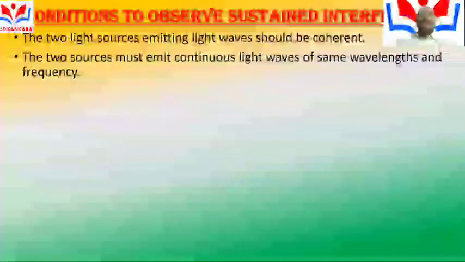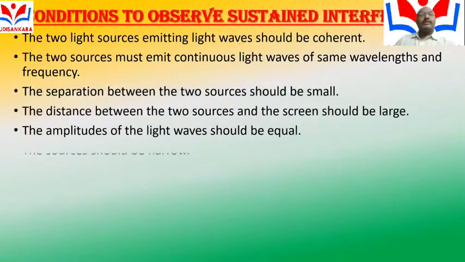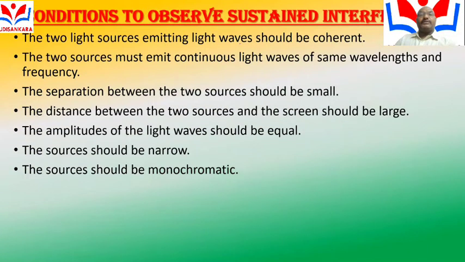Conditions to observe sustained interference: The two light sources emitting light waves should be coherent. The two sources must emit continuous light waves of the same wavelength and the same frequency. The separation between the two sources should be small. The distance between the two sources and the screen should be large. The amplitude of the light waves should be equal. The sources should be narrow, and the sources should be monochromatic light.